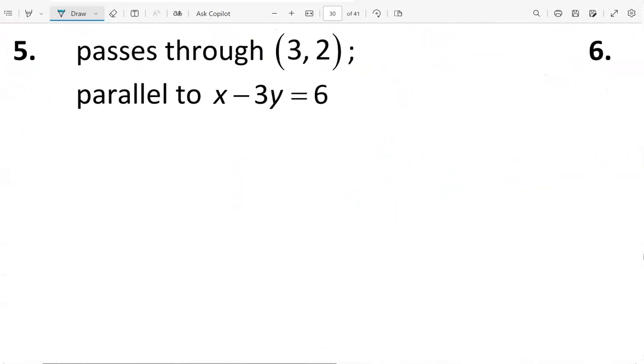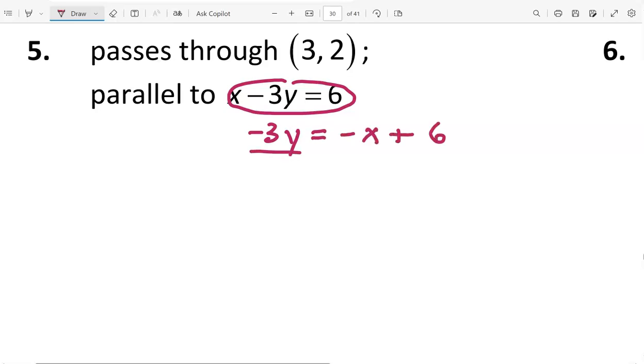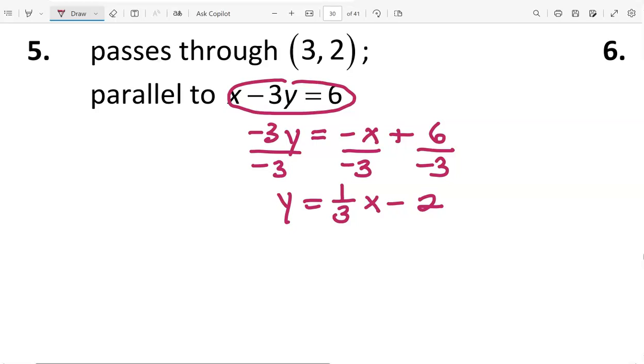For number 5, we have a line that passes through a point and is parallel to x minus 3y is equal to 6. So we need to know the slope. The slope of the line that's given here can be found by solving the equation for y. So I'm going to subtract x from both sides and then divide all terms by -3. So in slope-intercept form, this equation gives us y is equal to 1/3 x minus 2. That means the slope of that line is 1/3.